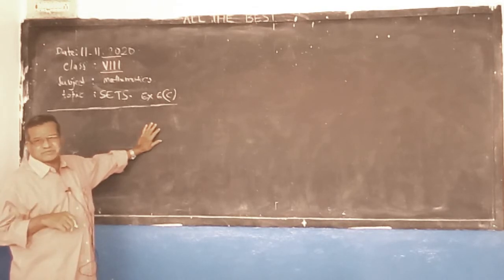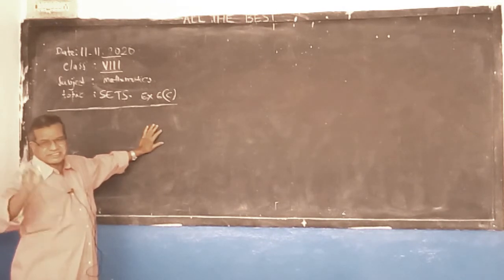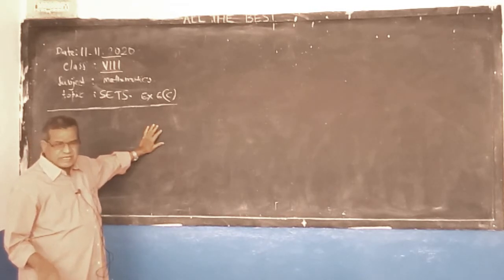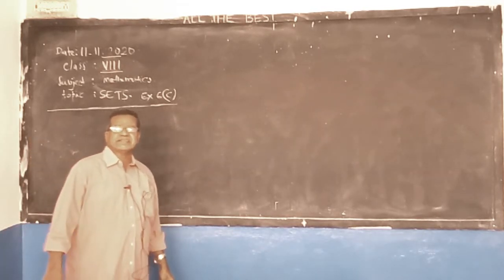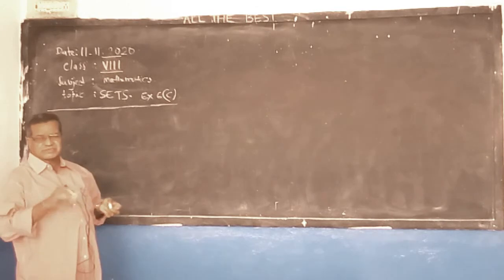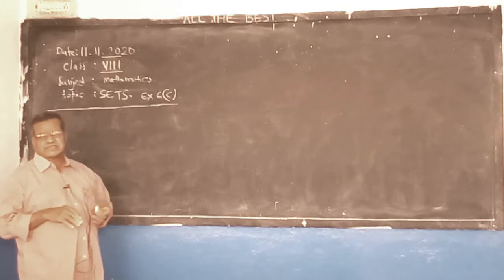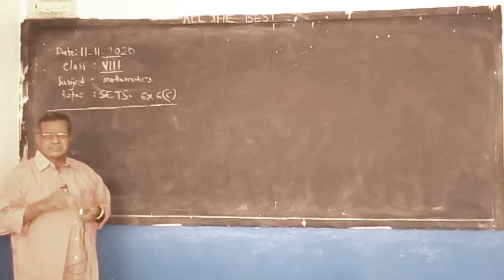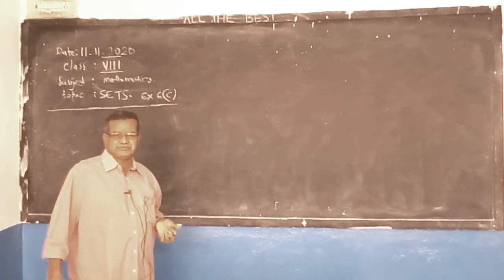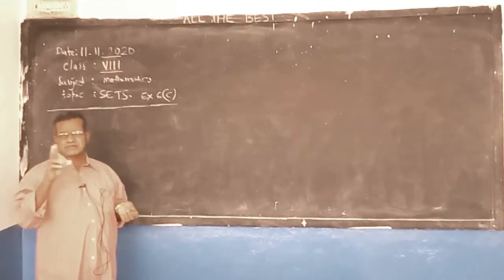Listing all the elements: you have a team, and you write all the names of the team players. That is a set. Set of natural numbers, even numbers, odd numbers, prime numbers, composite numbers, like that. So these are all well-defined objects, and each object is called an element in set language. A, E, I, O, U: A is an element of the set.